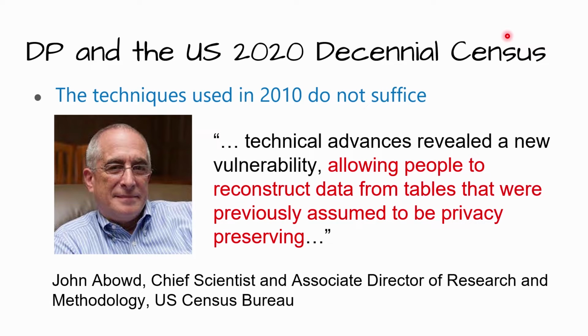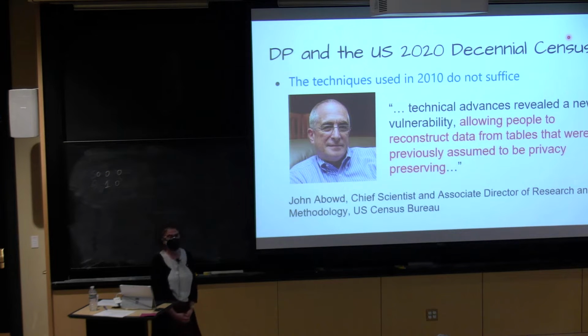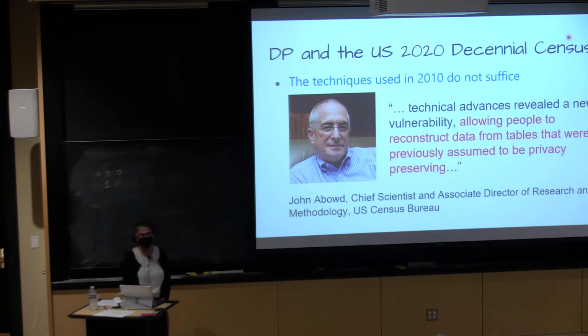And what the Bureau did was, I talked to you about the fundamental law of information reconstruction. The Bureau carried out a reconstruction attack on the statistics that it had released in the 2010 census. And I'm not going to go into the details, but here's a quote from John Abowd, the chief scientist and associate director of research and methodology at the census. These technical advances revealed a new vulnerability, allowing people to reconstruct data from tables that were previously assumed to be privacy preserving. So the Bureau said, we need to do something about it.